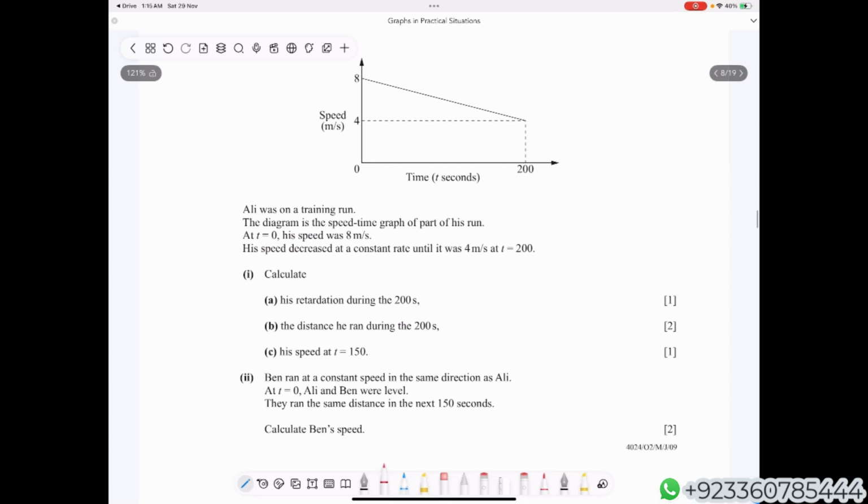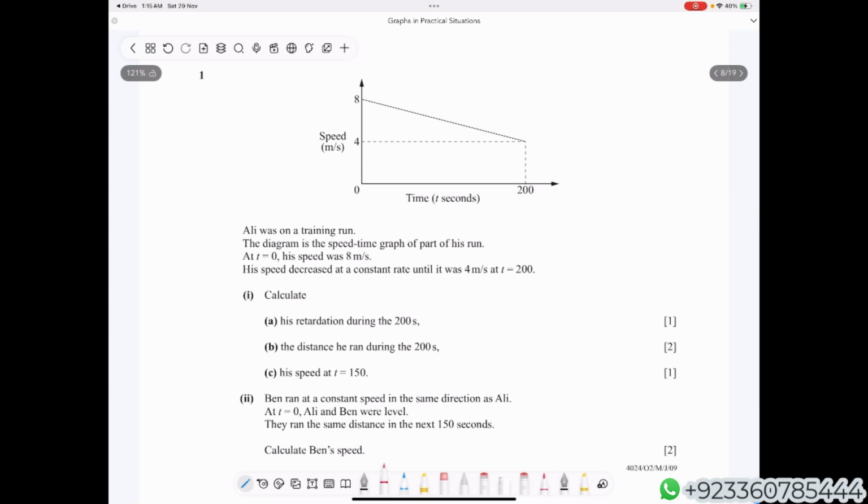Let's start with question number 1. Question number 1 says Ali was on a training run. The diagram is a speed time graph of part of his journey. So this is a speed time graph. You can see speed is on the y-axis, time is on the x-axis. At t equals 0, his speed was 8 meters per second. So you can see t equals 0, the speed is 8 meters per second.